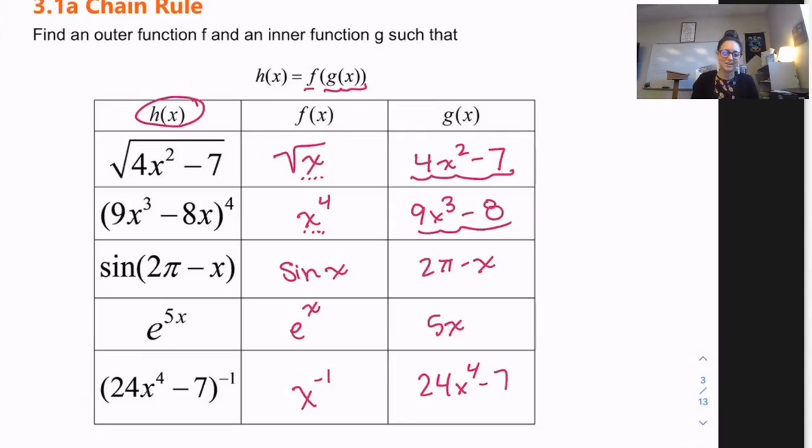All right, so here are answers. You can check yourself. I really do want to highlight this row here. We deal with e to the x a lot, and oftentimes our exponent is something other than x, and I just need you to make that mental note: your inside function in this case is actually what's in your exponent, okay? So that is my inside function, and my outside function's e to the x.